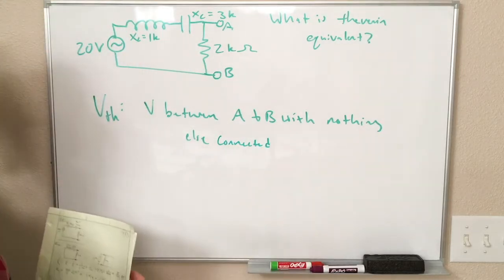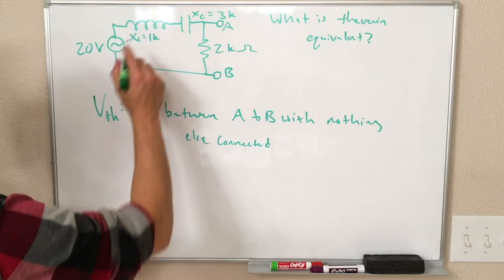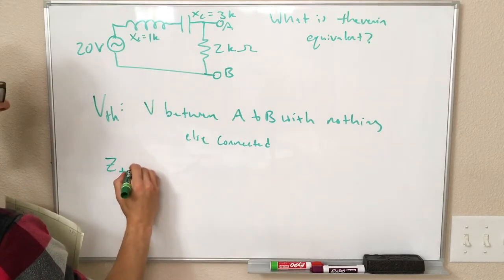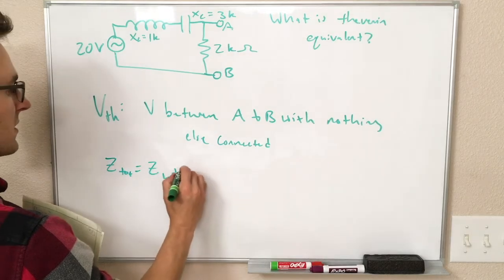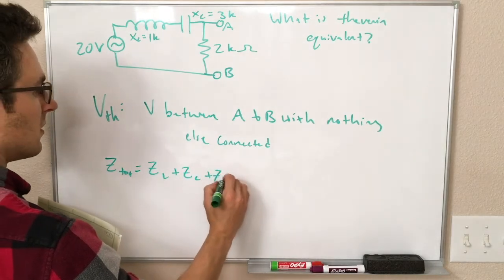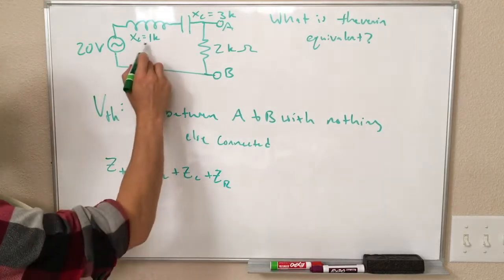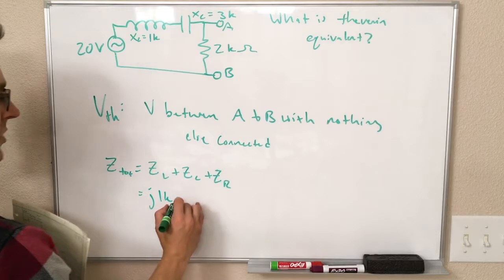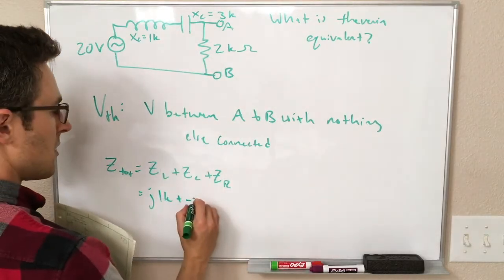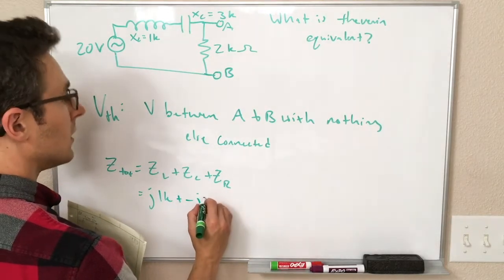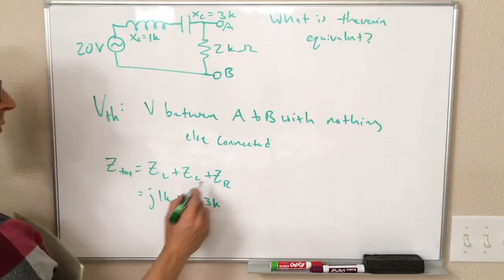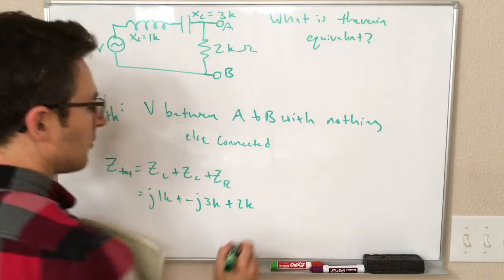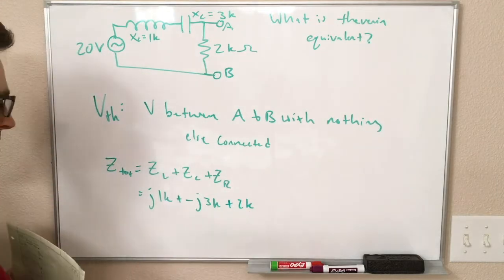So how do we figure this out? Like I said, voltage divider. So we have 3 impedances in series. So Z total is equal to ZL plus ZC plus ZR. So ZL is 1 kiloohm in the plus J direction. ZC is 3 kiloohms in the minus J direction. And we have ZR is just 2 kiloohms in the real axis direction.